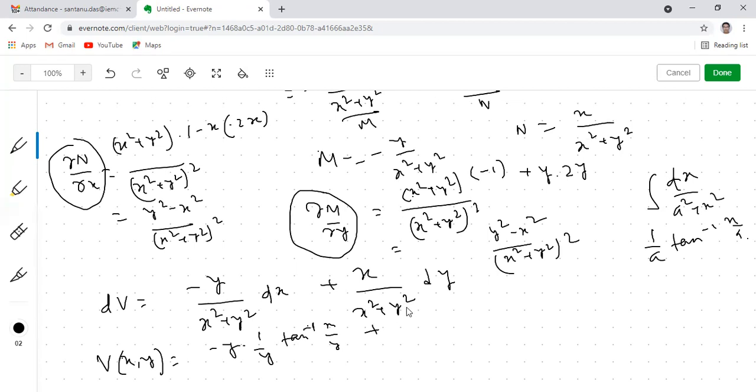And here this is N(x,y). If we want to directly integrate, we need to ignore those terms in N which contain x. Here this term contains x, so we ignore it, so this will be 0. So ultimately this will be tan inverse x by y plus a constant of integration, that will be c. So that is our required v(x,y).